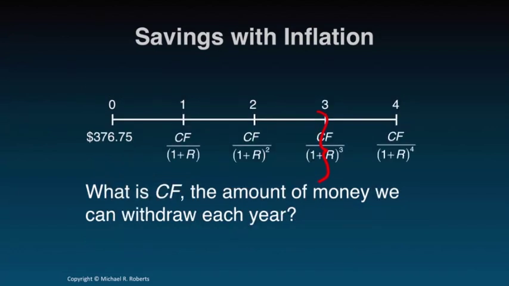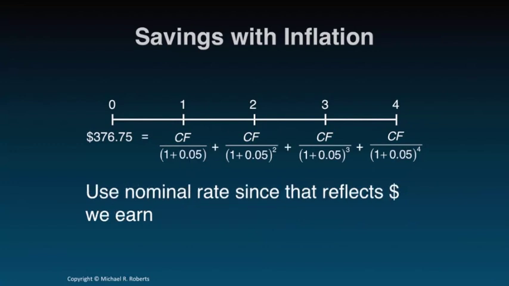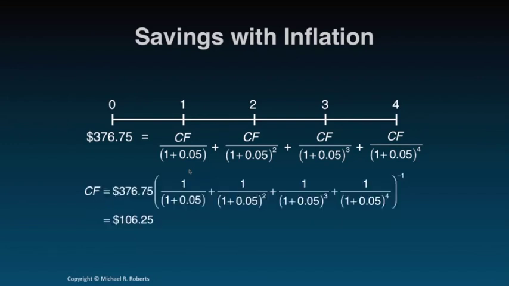Okay. And one way to do that is to simply solve for the cash flows that we want to withdraw each year given a nominal discount rate R of 5%. What is CF? Okay. Well, we can solve this. This is just elementary algebra, right? Okay. And we want to use the nominal rate here since that's reflecting the dollars that we're earning. So solving this for CF, or cash flow, we get 106.25, which is greater than the 100.